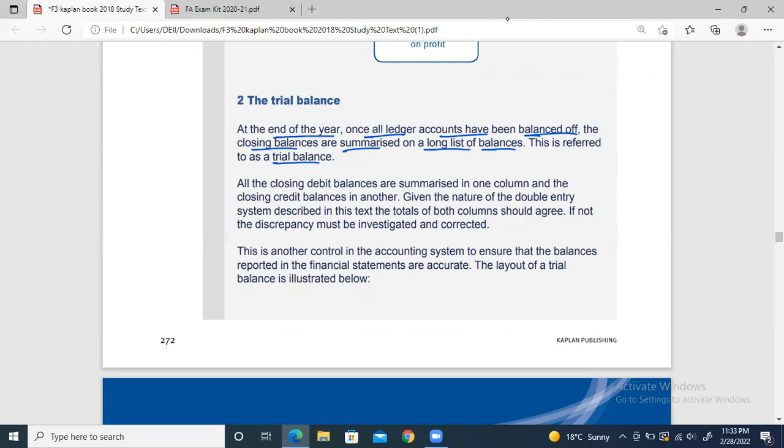What happens is that after all the T accounts are made, after all the double entries are made, the closing balances of the T accounts are taken, and basically a list is formed, and that list contains two columns, debit and credit. So it's kind of like a summary of all the ledger account balances that we have.